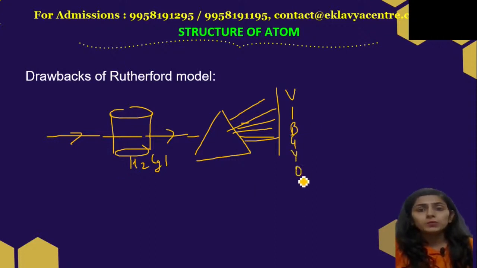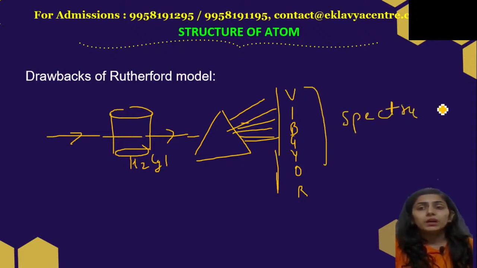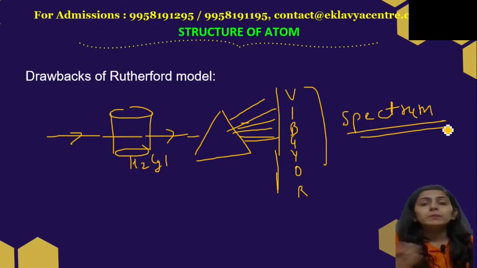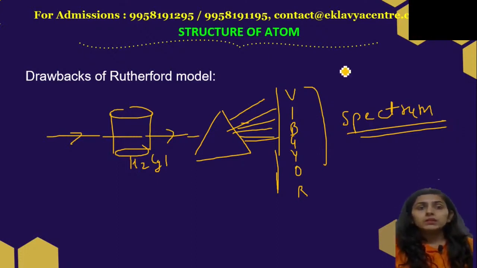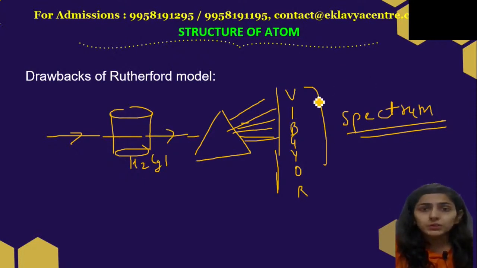An atom has this property of showing a spectrum, but Rutherford did not mention anything about it. So this band of 7 colors is nothing but the spectrum, and Rutherford has not mentioned anything about the spectrum. Clear? We will be studying about absorption spectrum and emission spectrum. But Rutherford did not say anything about the spectrum.